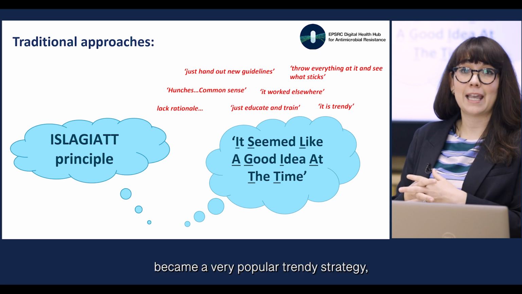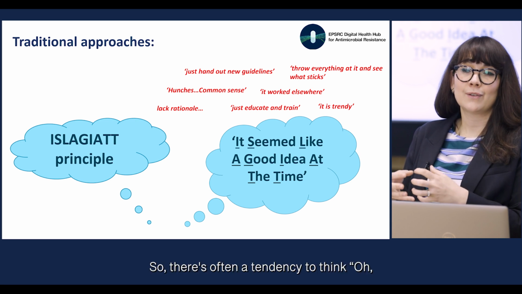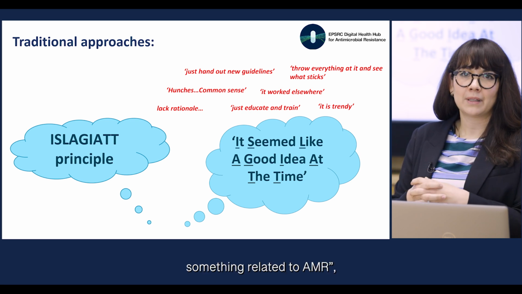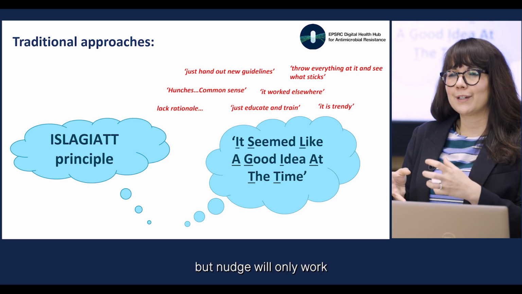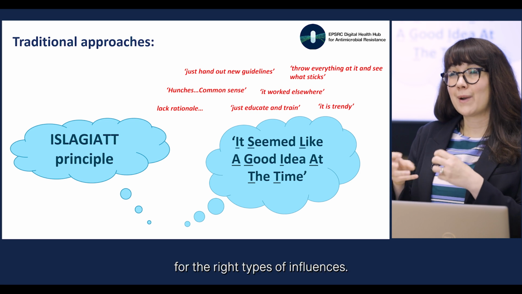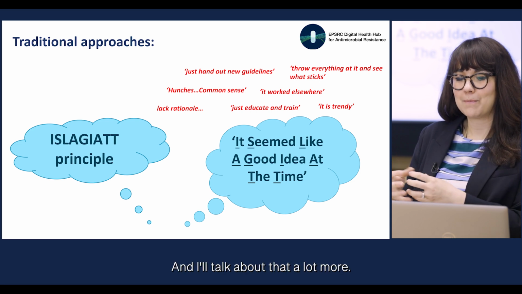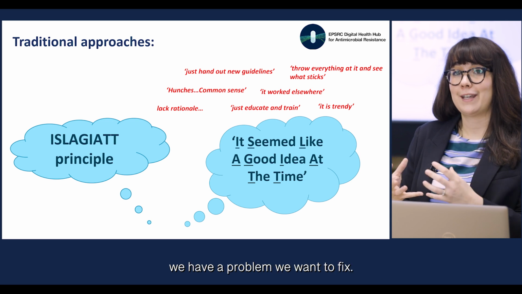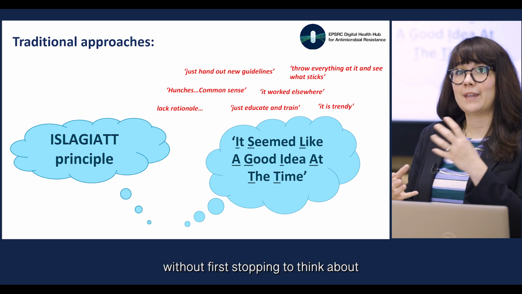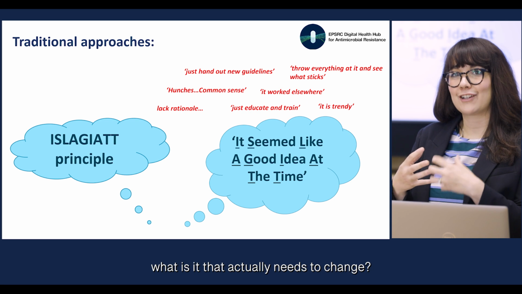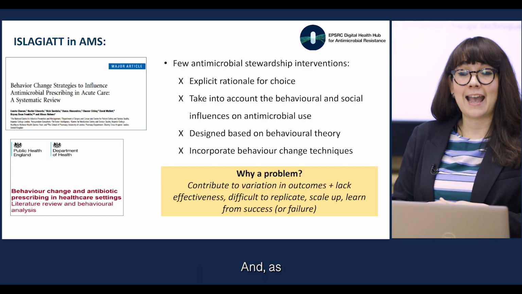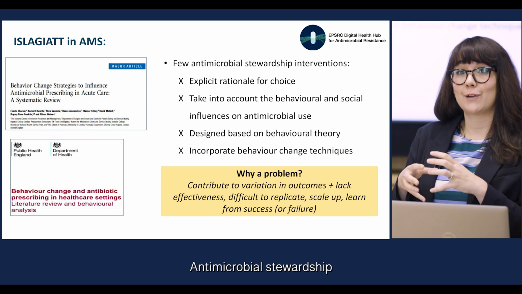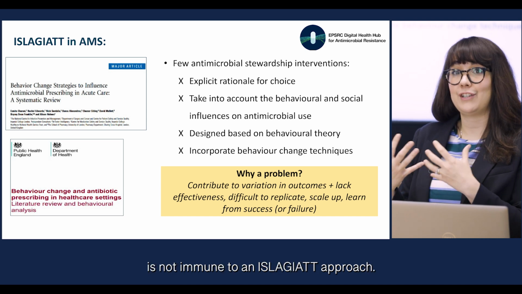So nudge became a very popular trendy strategy. So there's often a tendency to think, oh, I'll use that nudge strategy to try to change something related to AMR. But nudge will only work if it's the right strategy for the right types of influences, and I'll talk about that a lot more. So often when we're designing quality improvement, we have a problem we want to fix, so we just rush to solution without first stopping to think about what is it that actually needs to change. And as I said, this issue is not unique to antimicrobial stewardship. Antimicrobial stewardship is not immune to an Isligiat approach.